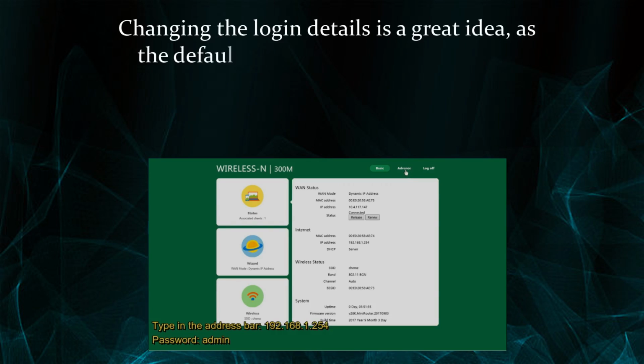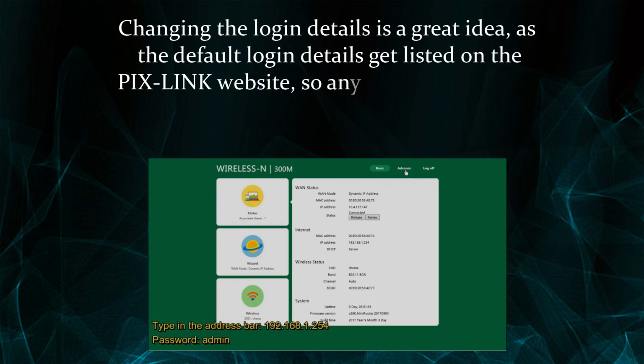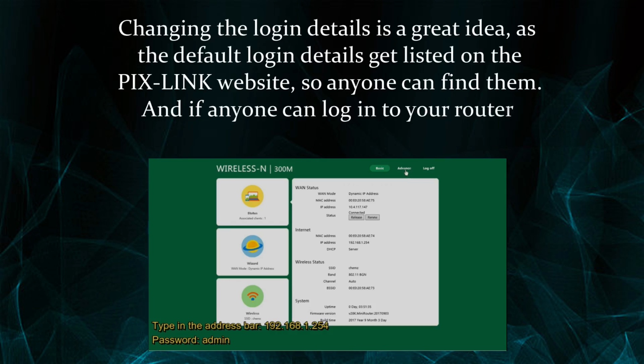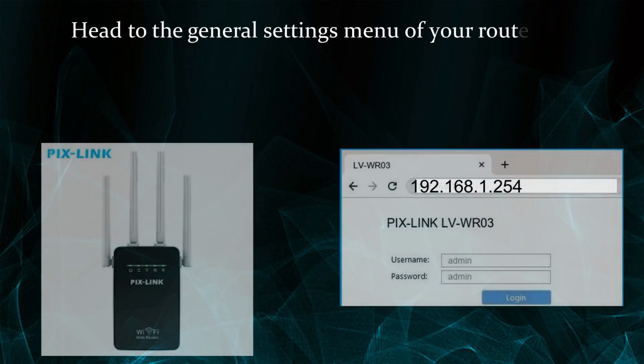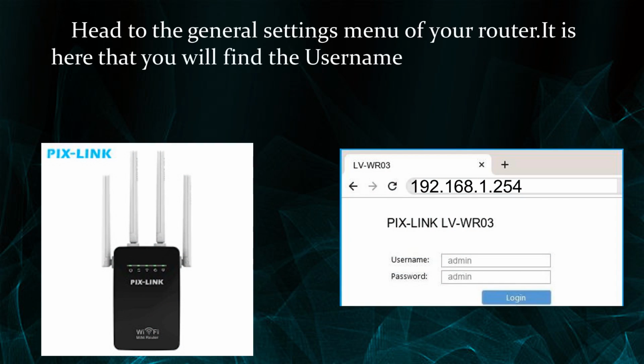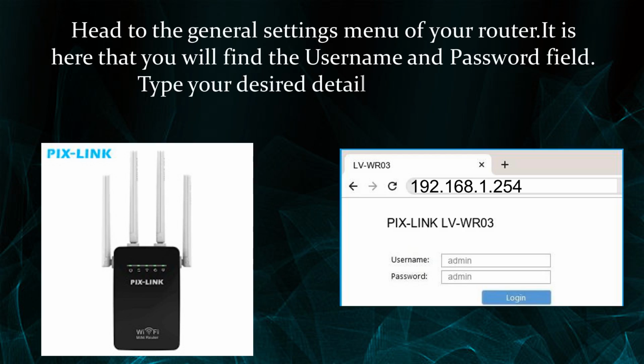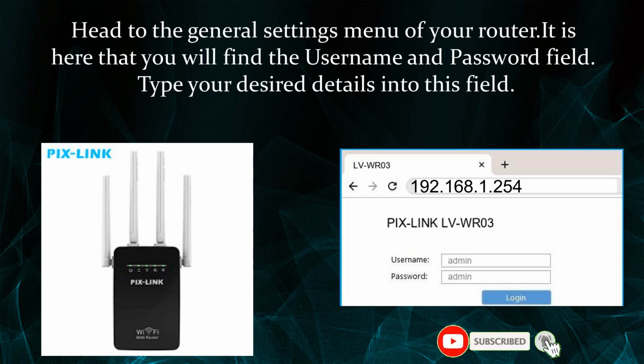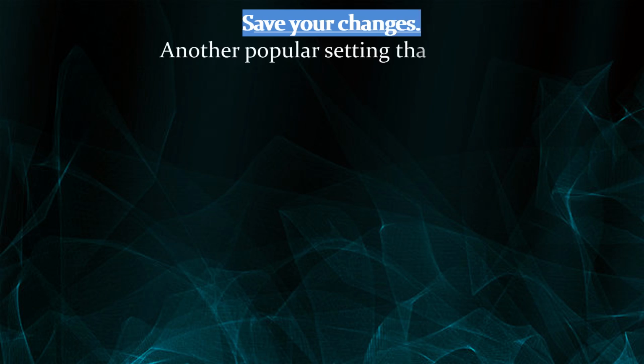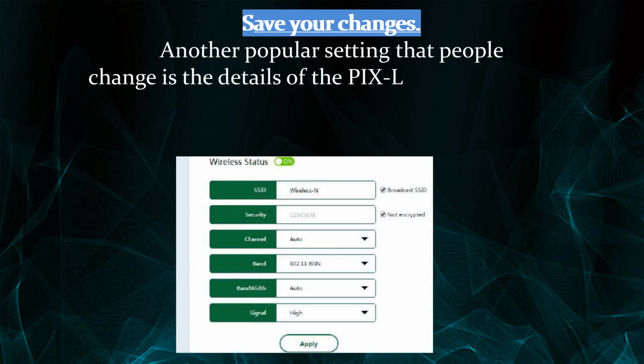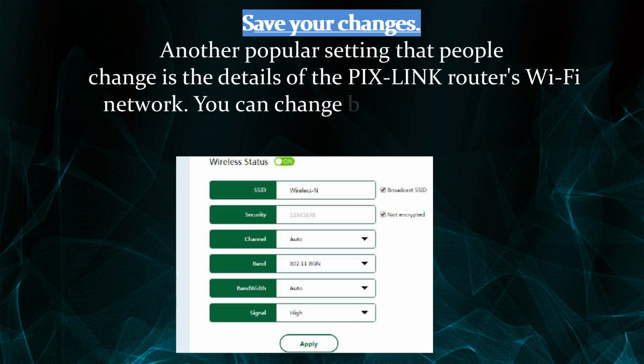Changing the login details is a great idea, as the default login details get listed on the PIX-LINK website, so anyone can find them. And if anyone can log into your router, anyone can change the settings. Head to the General Settings menu of your router. It is here that you will find the Username and Password field. Type your desired details into this field. Save your changes.